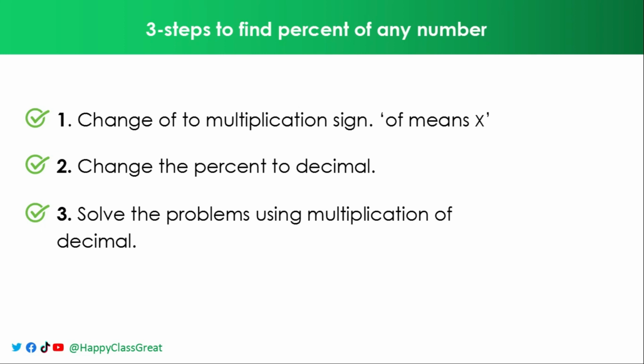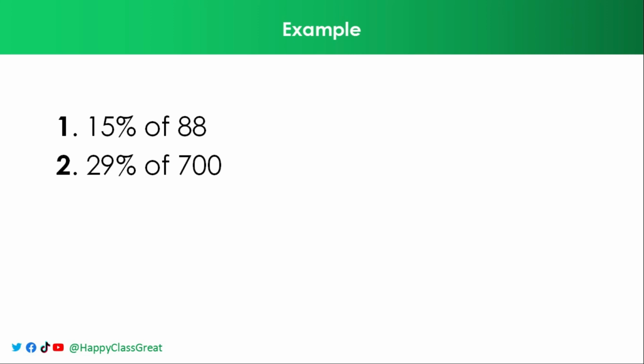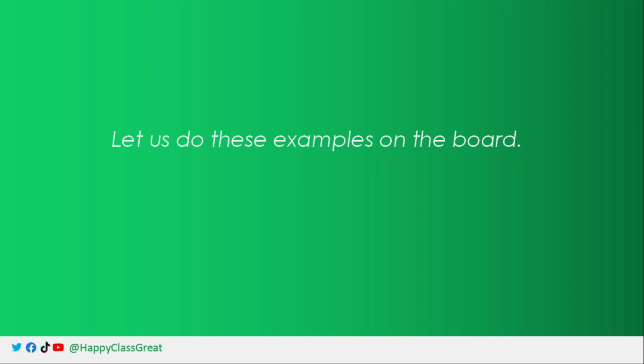Now this might seem complex to you because you are probably just seeing the steps. So without further ado, let's quickly jump to the board to solve it for you. The first one we are going to do is 15% of 88, and then we are going to find 29% of 700. So now let's jump to the board and solve those 2 questions.